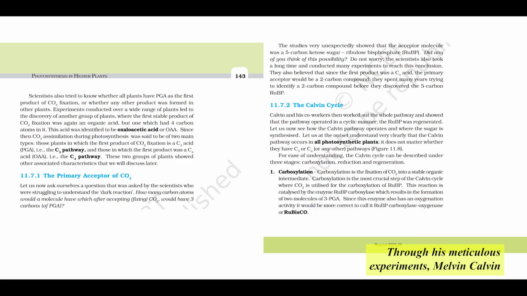Through his meticulous experiments, Melvin Calvin discovered that the first stable product formed after atmospheric CO2 was fixed was a 3-carbon organic acid. Specifically, this was identified as 3-phosphoglyceric acid, 3-PGA. This fundamental discovery is why the pathway is often known as the C3 pathway, because the first stable product has 3 carbons. Now, here's an interesting twist in the story of discovery.